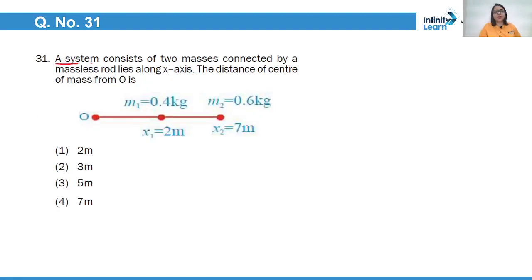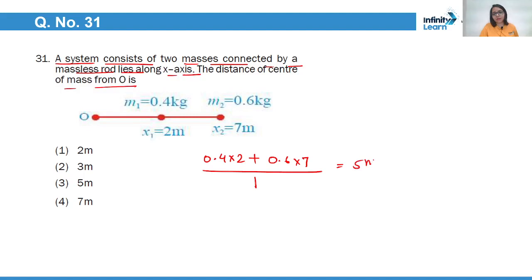Question number 31. A system consists of two masses connected by a massless rod that lies along the x-axis. The distance of the center of mass from O is m1x1 plus m2x2 divided by m1 plus m2, which is 0.4 into 2 plus 0.6 into 7 divided by 0.4 plus 0.6. So this will be 5 meter, which is option 3.